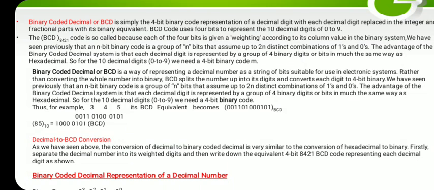So the weights will be, from the LSB, 2 raised to 0, 2 raised to 1, 2 raised to 2 and 2 raised to 3. So 2 raised to 0 is 1, 2 raised to 1 is 2, 2 raised to 2 is 4 and 2 raised to 3 is 8. Hence we call it 8421 code.